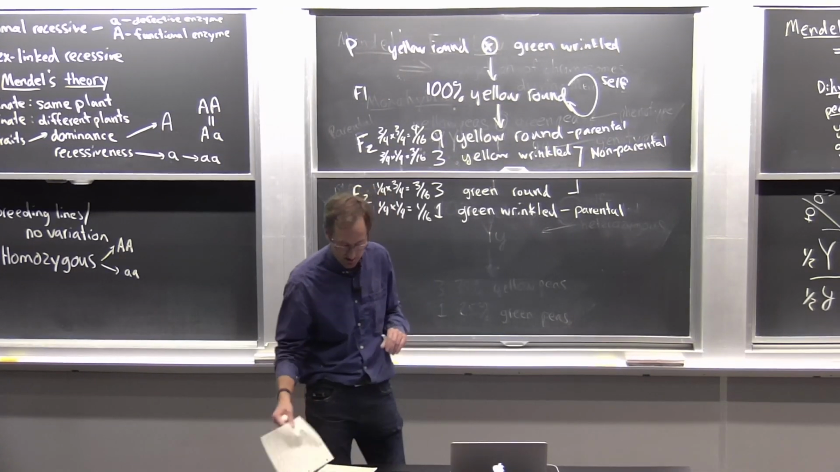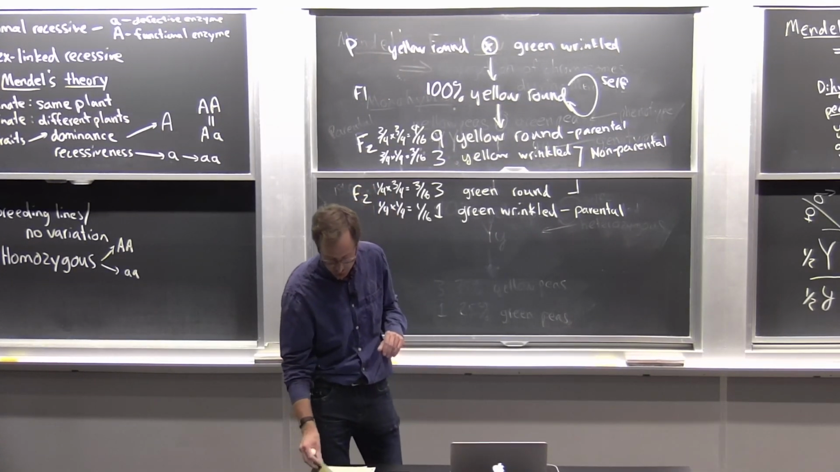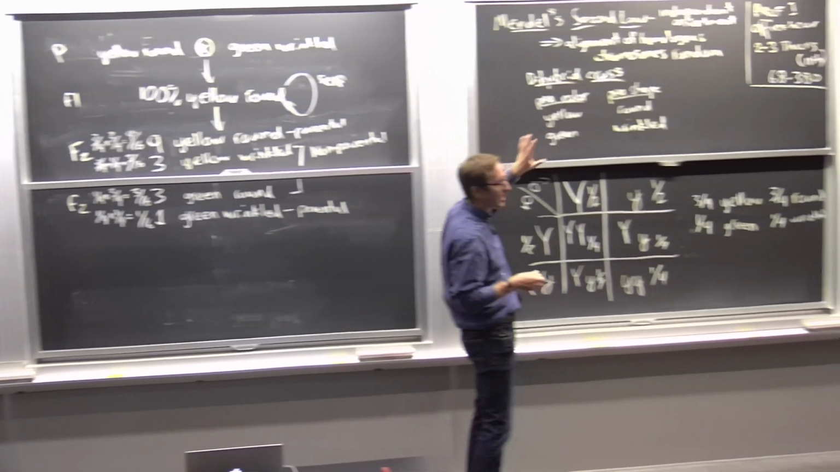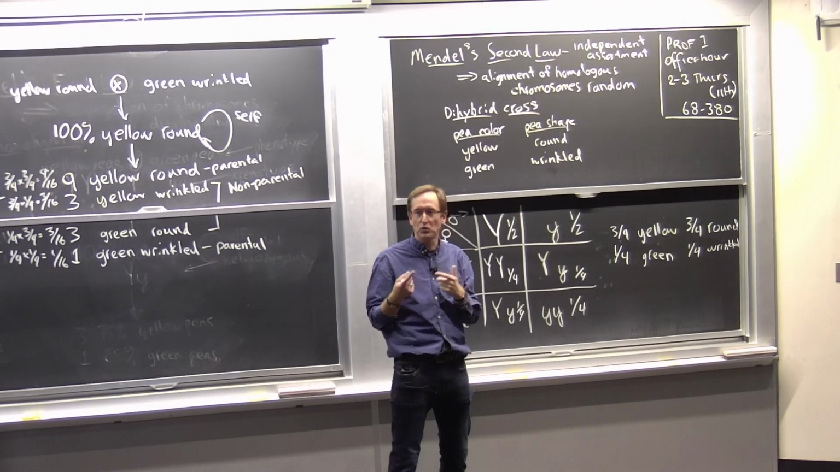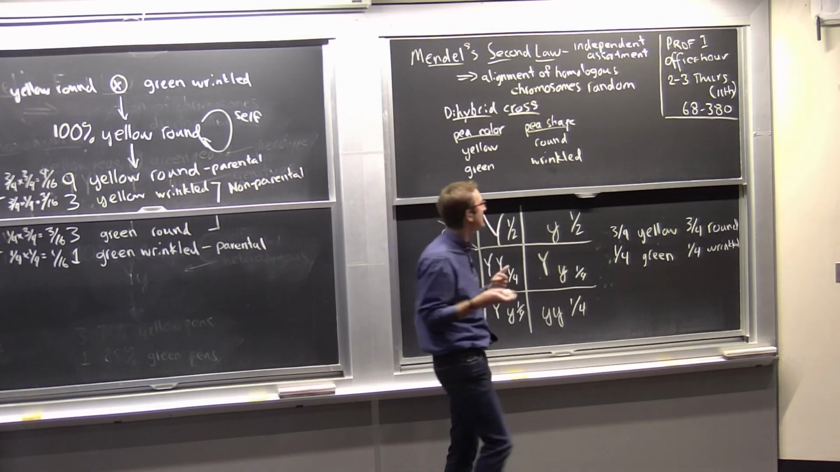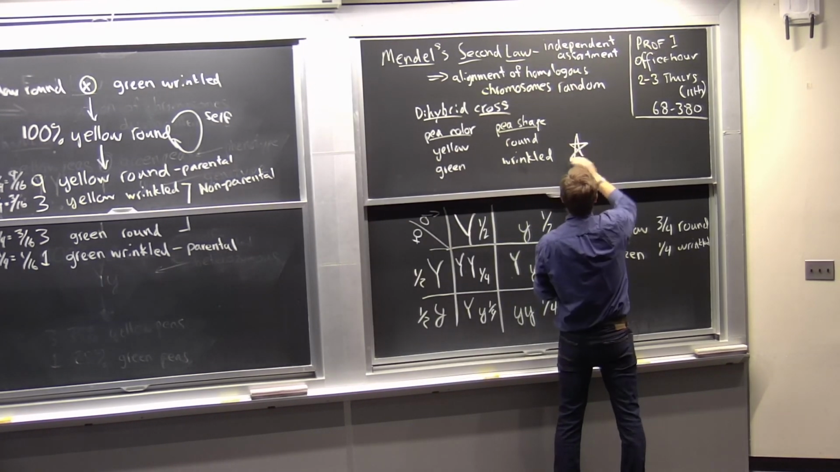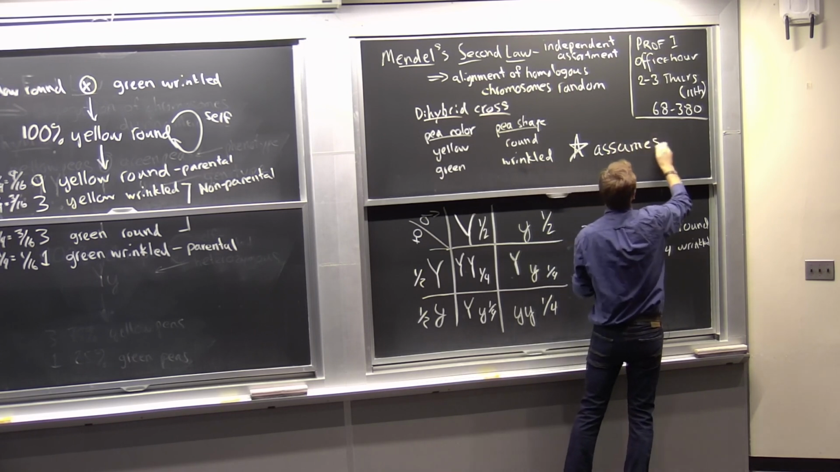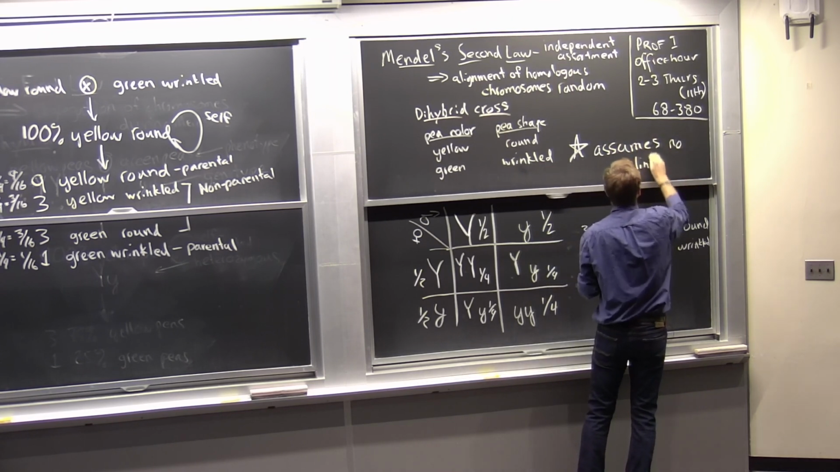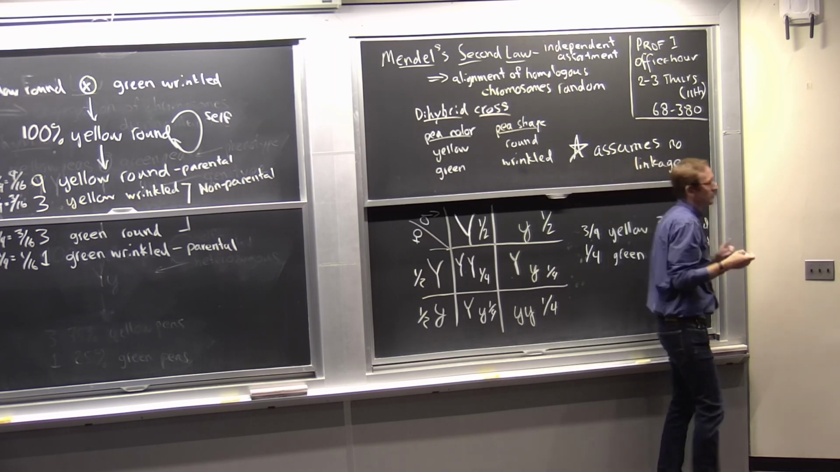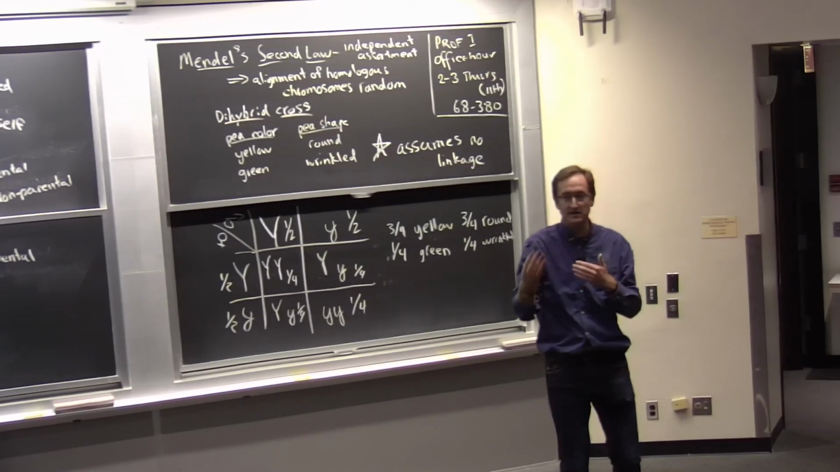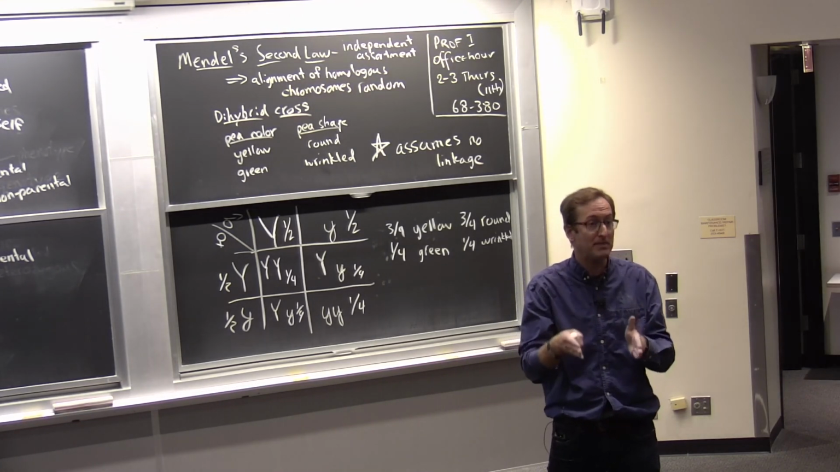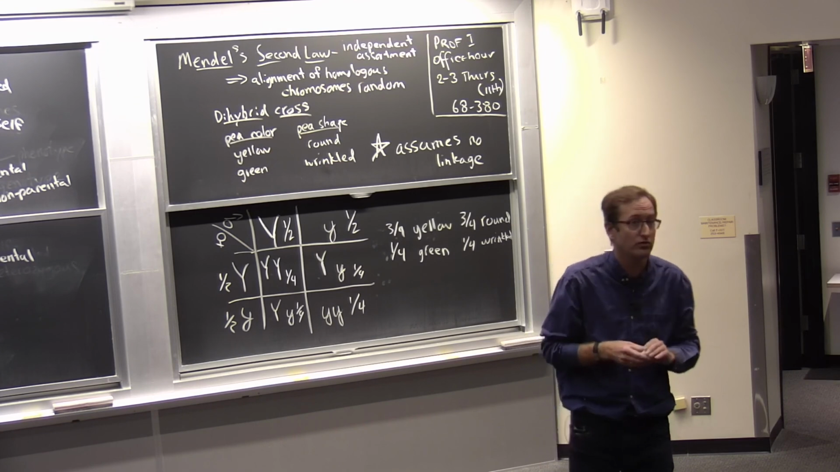Okay, any questions on Mendel before I move on? I'll just point out one thing about Mendel's second law. This is a rule that I'm going to break now in just a minute. This law of independent assortment assumes that there is no linkage. In other words, seeing this type of inheritance pattern really depends on the two genes not being physically connected to each other on the chromosome.